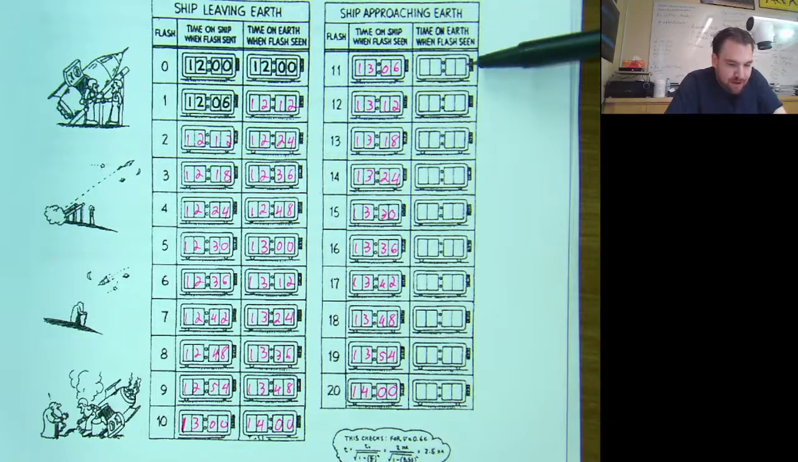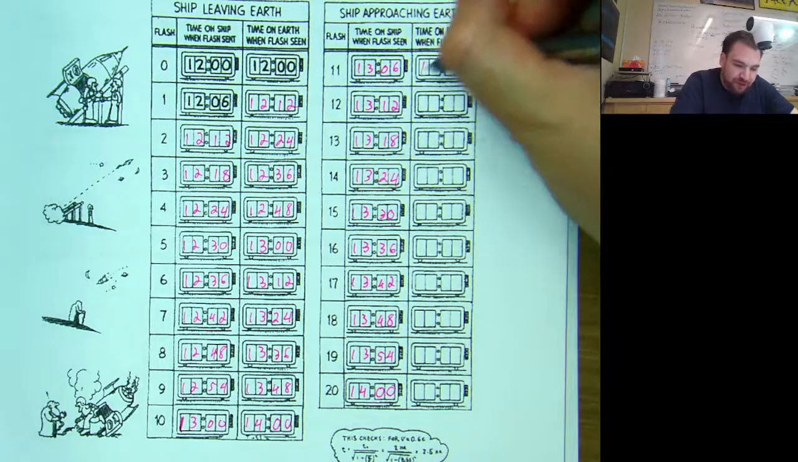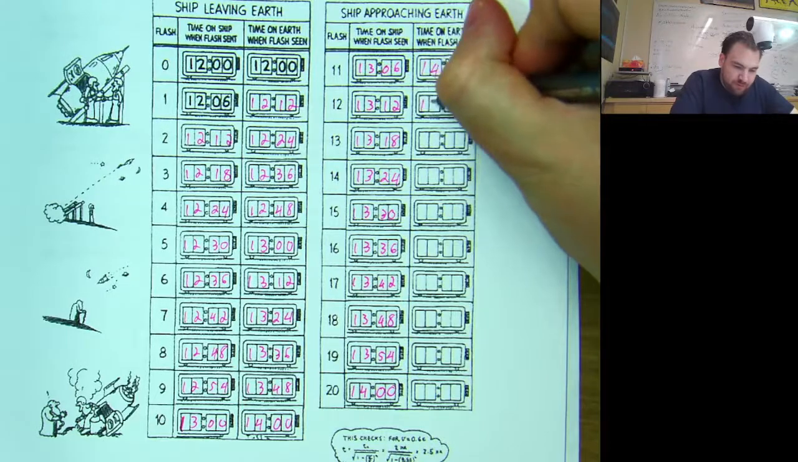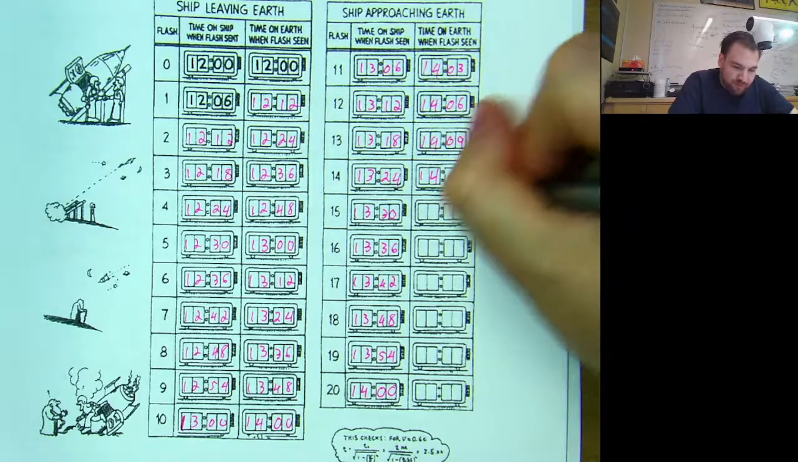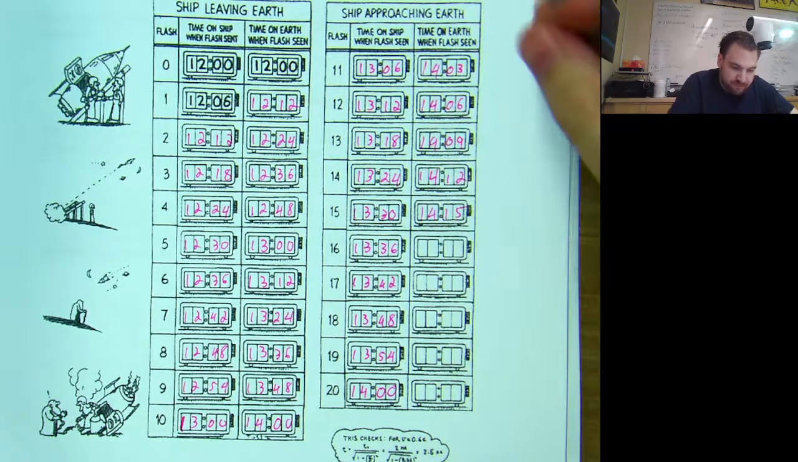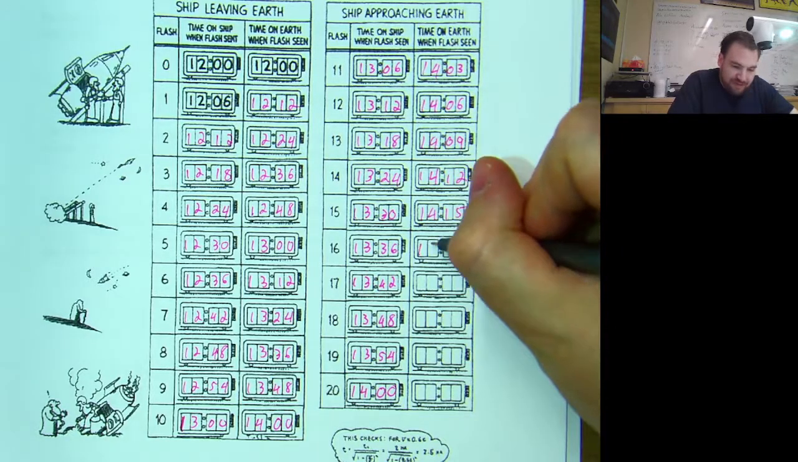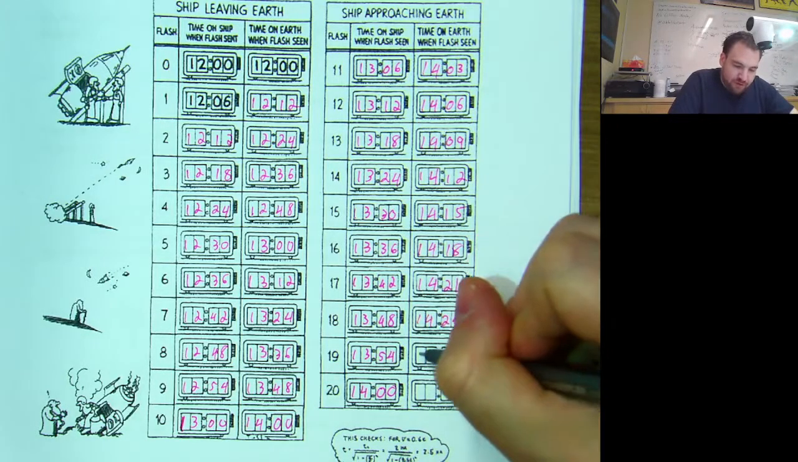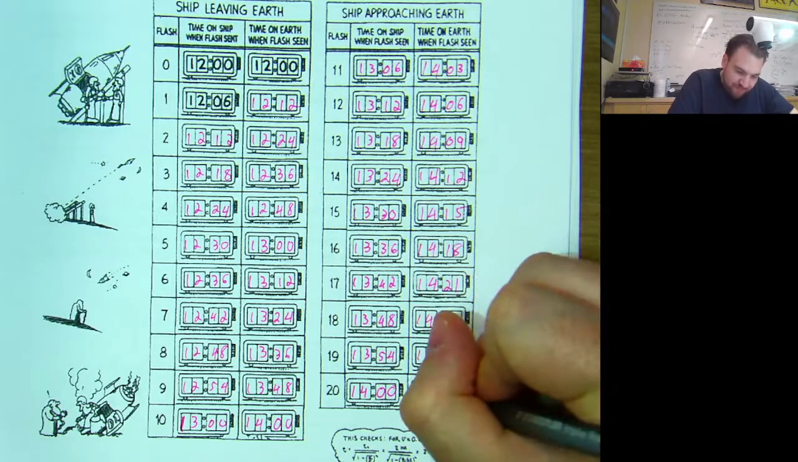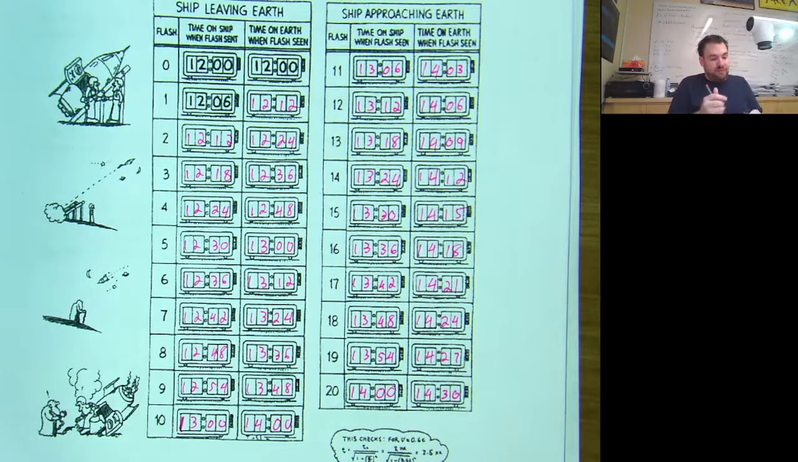But on the way back, what does the Earth see? Every 3 minutes. So from 1400, we're going to get to 1403, 1406, 1409, 1412, 1415, 1418, 1421, 1424, 1427, and 1430.